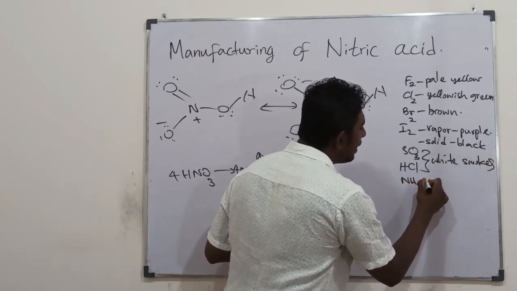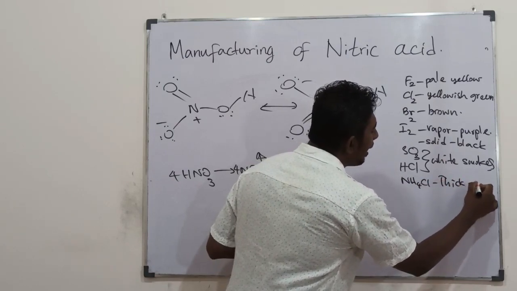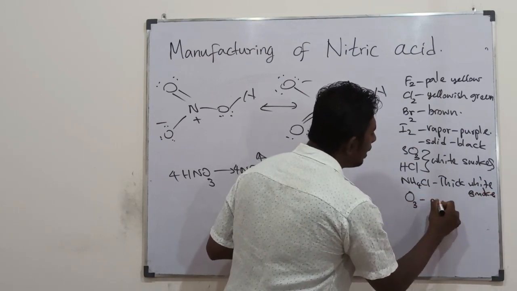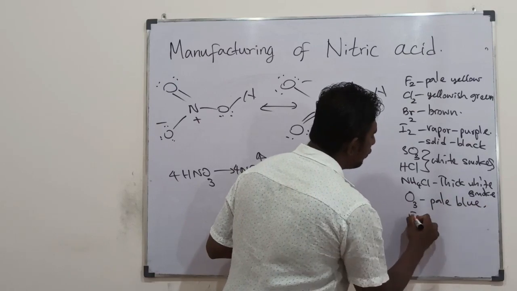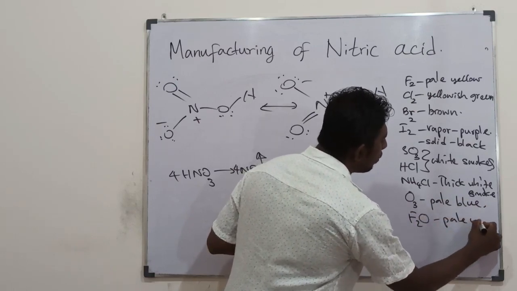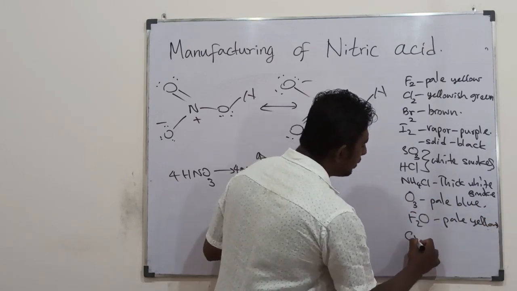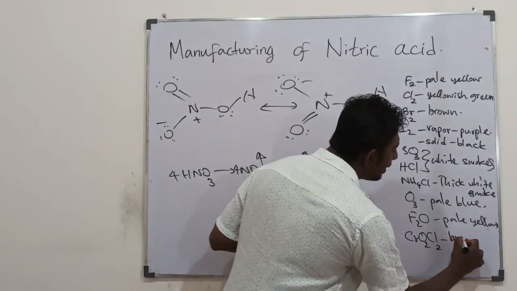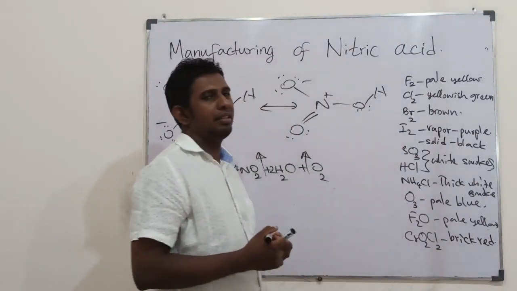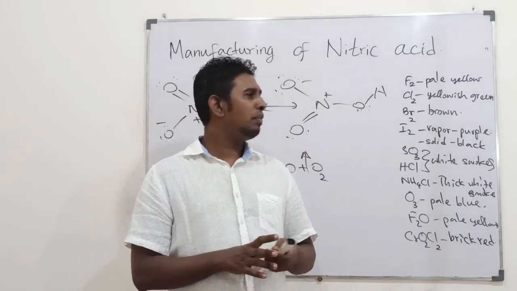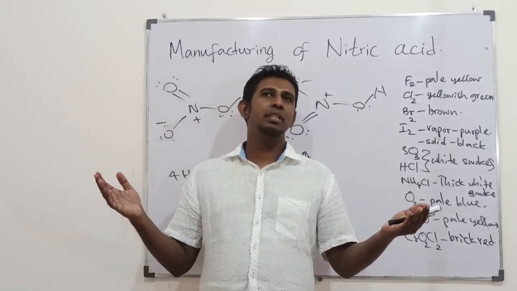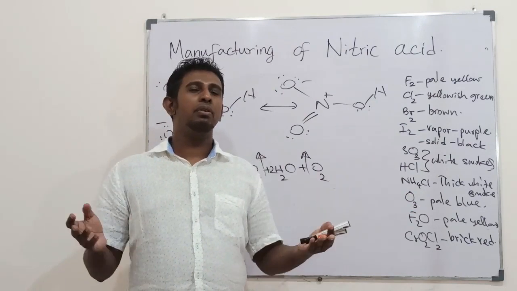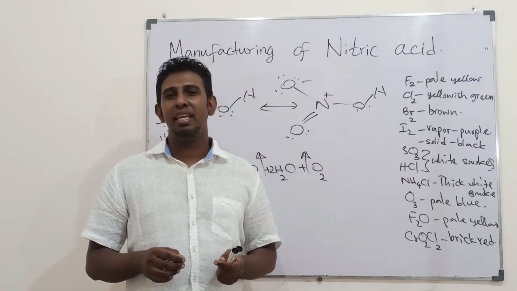Then NH4Cl is a thick white smoke. O3 is pale blue. F2O is pale yellow. Then CrO2Cl2, we call it chromyl chloride vapor. It is brick red in color. Bricks are red in color. Knowing the colors of these gases, all the others you could name as colorless: N2, N2O4, NH3, CO, CO2, NO are colorless gases. Okay, it's very easy then.